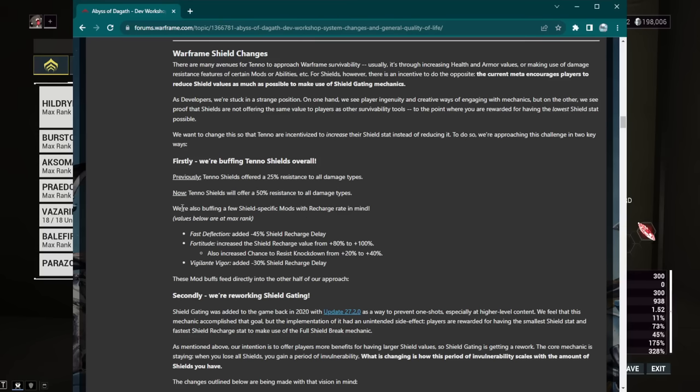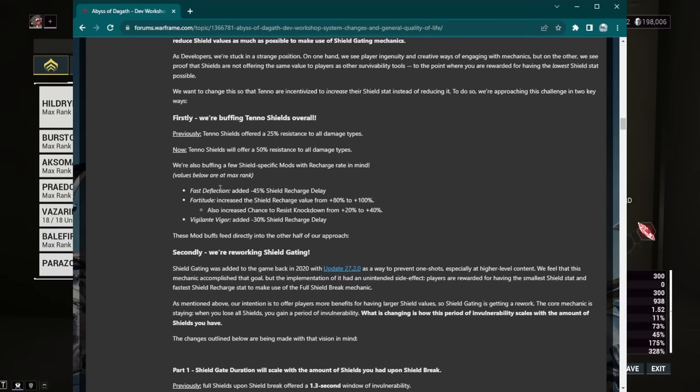We're also buffing a few shield-specific mods with recharge rate in mind. I've already tested these. Fast Deflection is going to have a minus 45% shield recharge delay. It's also got plus 90% shield recharge. We'll have to test that when it comes out, but the problem with shield recharge mods is that if you're actively being shot at, they do literally nothing. So, yeah. Fortitude is now going to have a plus 100% shield capacity, and they're also going to increase the chance to resist knockdown to 40%. Vigilante Vigor is going to be giving you minus 30% shield recharge delay, and I believe it also gives you shield capacity too. Why would you be mining for shield capacity? We'll get into that shield gating part here.